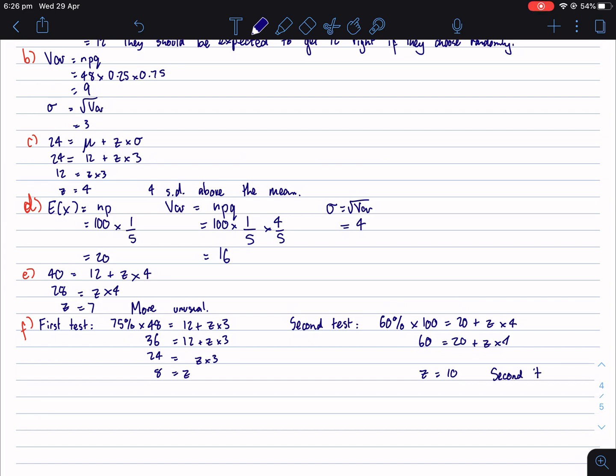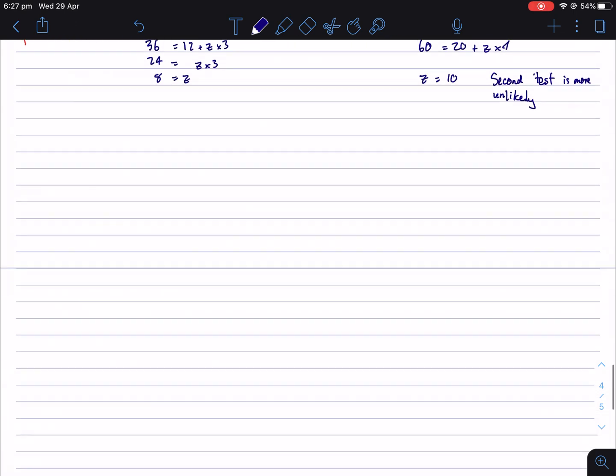But again, this is assuming that they're guessing each time. So this isn't a great question because people who study tend to do better. So the probability is not going to be the same for everything. Like she's not just guessing, she's studied for this. She knows what she's doing.